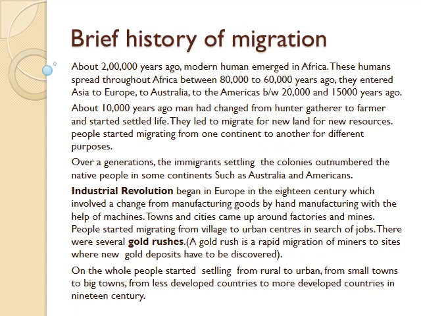About 2 lakh years ago, modern humans emerged in Africa. These humans spread throughout Africa between 80,000 and 60,000 years ago. They entered Asia, Europe, Australia and America between 20,000 and 15,000 years ago. About 10,000 years ago, man changed from hunter-gatherer to farmer and started settled life.